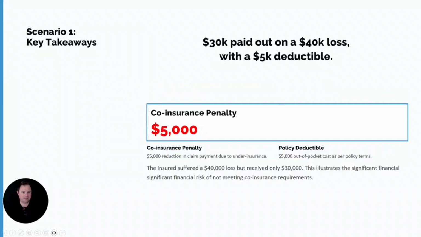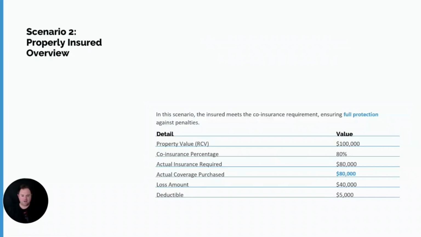So ultimately, what does that look like? We have a coinsurance penalty of $5,000. So $30,000 is paid out on a $40,000 loss with a $5,000 deductible. So we're left with a coinsurance penalty of $5,000. So that's the $5,000 reduction in claim payment due to underinsurance, and then you have a policy deductible of $5,000. Okay, so that's tough. You basically have a $40,000 loss, and you'd get a check from your insurance carrier for $30,000, right? You're going to pick up the $5,000 on the deductible, and you're still short $5,000. We'll get another example here, though.